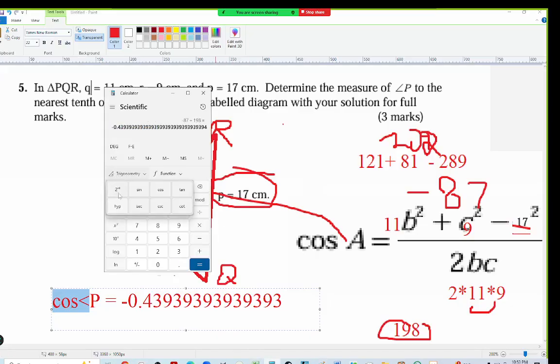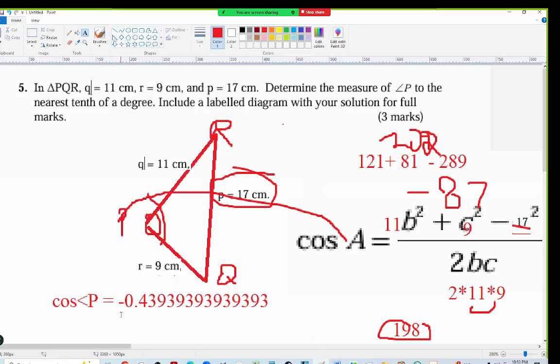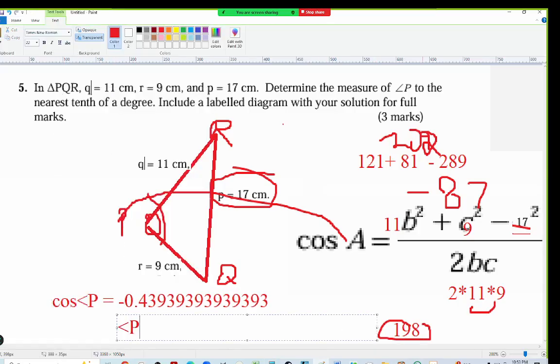Okay, so we got this. I go to my trig. I hit the second, I hit cos to the negative 1. And I get this. We're almost done. That means angle P is equal to this. Now, how many tenths of a degree? So that's the first decimal. So it's just 0.1. And then don't forget degrees, or the little circle. So he wants to see all this for 3 marks.